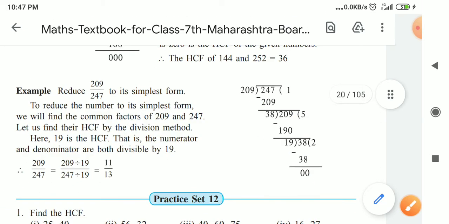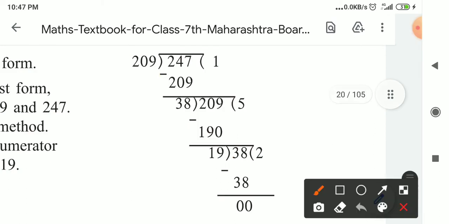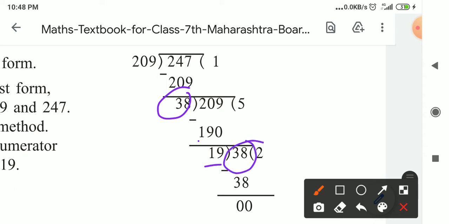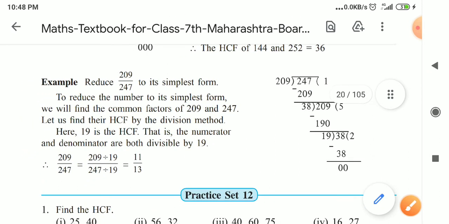Here again I will explain. 209 ones are 209. Its subtraction gives 38. After that, we divide 209 by 38. 38 5s are 190, so we write 5 here. 209 minus 190 is equal to 19. This 19 we take as the divisor. 19 2s are 38, and the remainder is 0. So the HCF is 19.